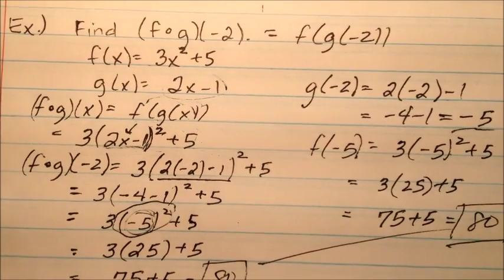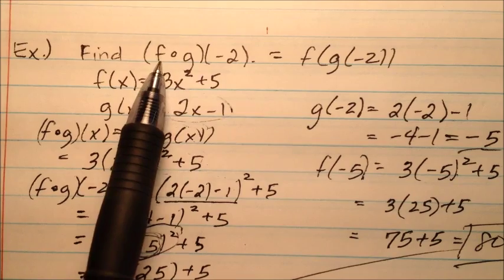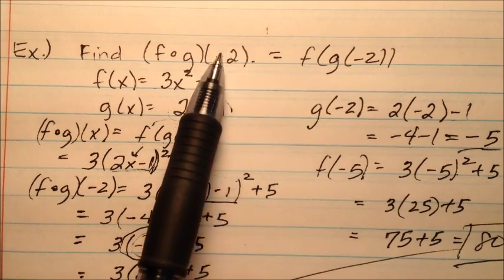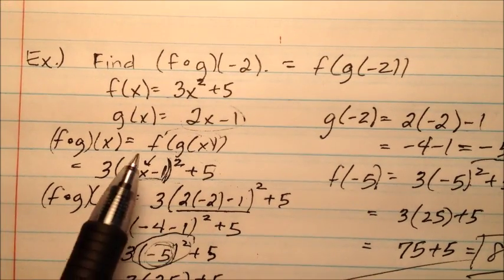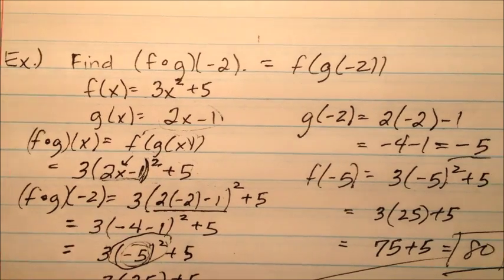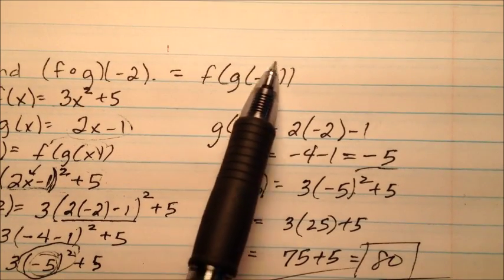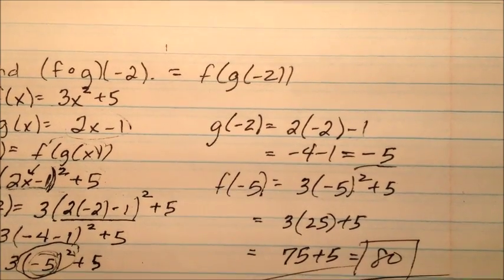But nevertheless, you have options for how you want to find this f circle g and evaluate it at a particular value. You can either find the composition first and then plug in the number, or you can just work it and find the inside one and then plug that one into the outside one.